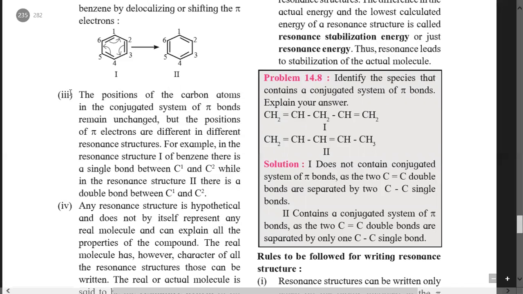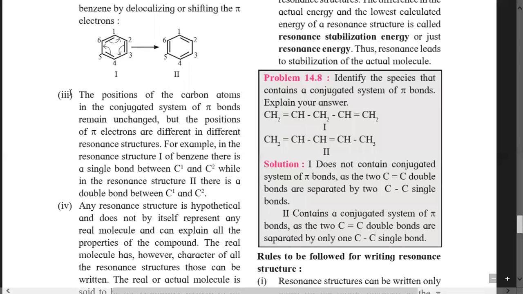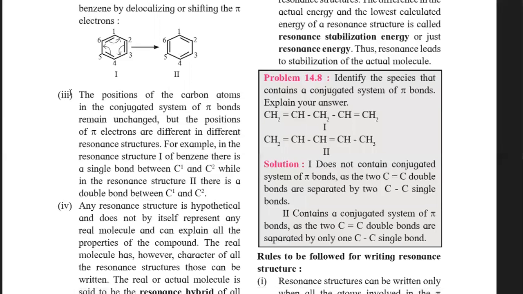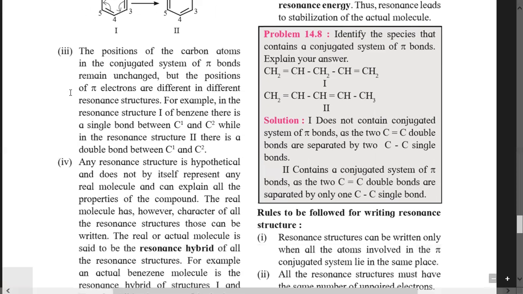The third point given in the resonance theory is that the positions of carbon atoms in the conjugated system are not changed. Only the positions of pi electrons are changed. And that is very important. In the resonance structure, remember this is very important: the positions of carbon atoms remain the same. Only the positions of pi electrons are changed. They are moved from one carbon or one bond location to another bond location.